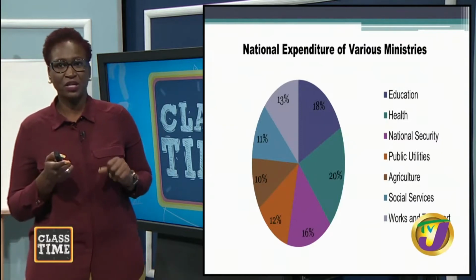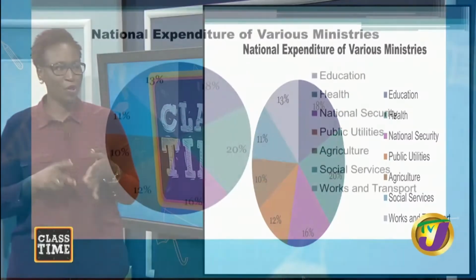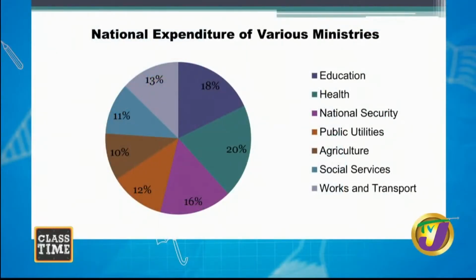So here is our pie chart. Look carefully at the pie chart. We have it color-coded. Purple is education, and if you look on the chart, you'll see that it's 18%. So it got 18% of the 40 billion. Health is next in line. It got 20% of that 40 billion. National security got 16%. Public utilities, 12%. Agriculture, 10%. Social services, 11%. And works and transport got 13%.